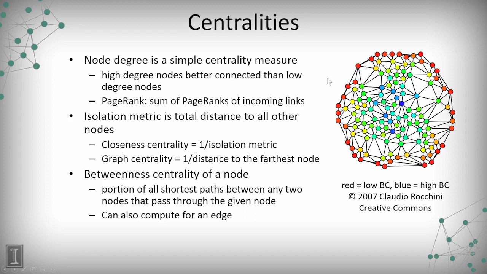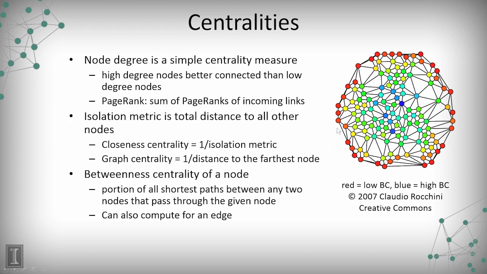There are many different centrality metrics, ways of measuring how central a node should be in a layout. Node degree is a simple method where you just count the number of edges that a node has, and so nodes with high degree should be placed towards the center, and nodes with low degree might appear on the boundary. PageRank is a kind of centrality measure which Google uses to find popular web pages by basically counting the number of incoming links from other web pages.